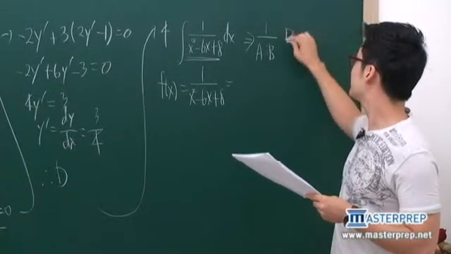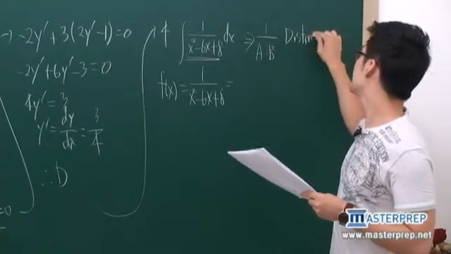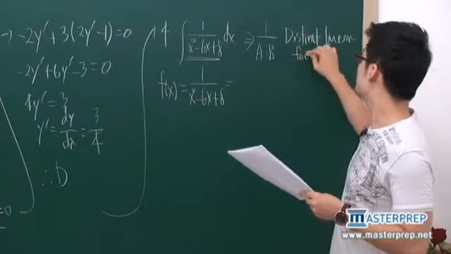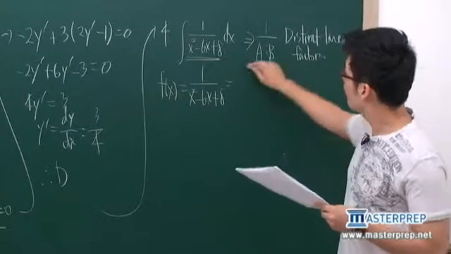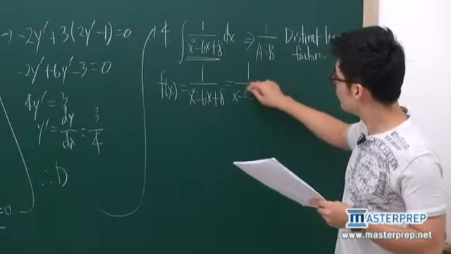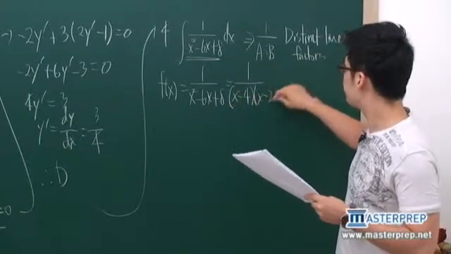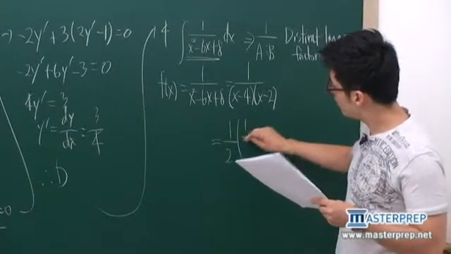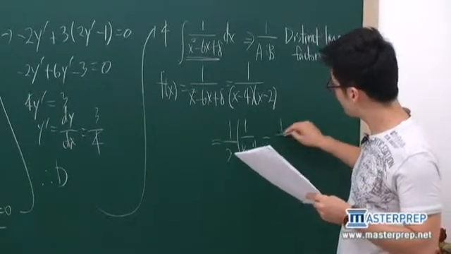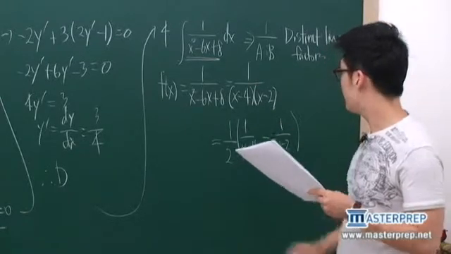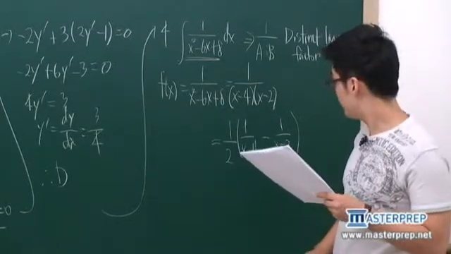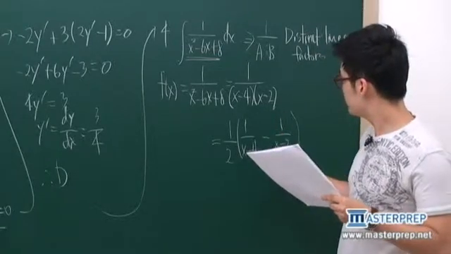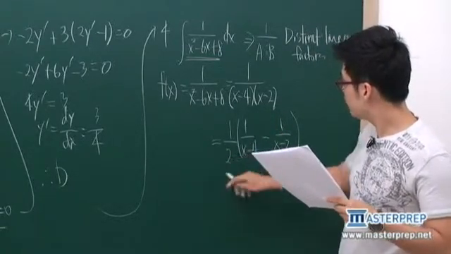Distinct linear factors. Linear factors, which means partial fractions. Right, 1 over (x minus 4)(x minus 2), which could be written as 1 over 2 times (1 over x minus 4 minus 1 over x minus 2), right? So, what do you have to do?